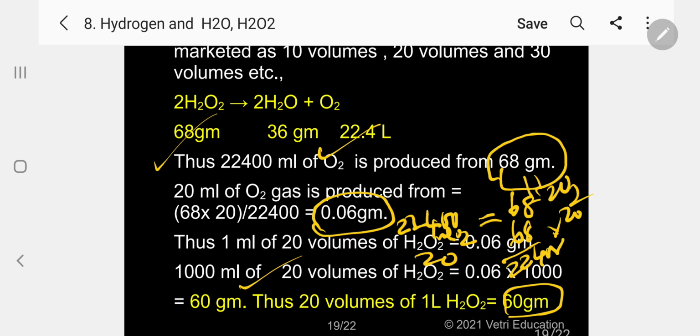This is the usual marketed strength. So 20 volumes means 60 grams, 10 means 30, 30 means 90. Very easily you can understand. Please follow, this is the basic concept involved in hydrogen peroxide decomposition. It is based on the volumes of oxygen liberated, and we give the volumes in the form of grams of hydrogen peroxide present.